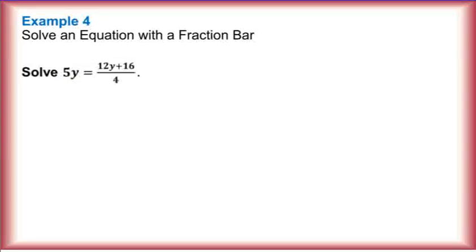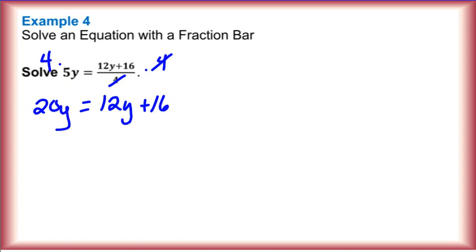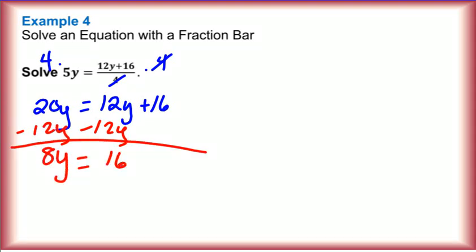Example 4, now here we have a fraction bar involved. We need to get rid of all fractions. So to do that, multiply each side by the denominator. So I'm going to multiply by 4 here. 4 divided by 4 is 1 times 12y plus 16 is 12y plus 16. Whatever I do on one side, I do on the other. 4 times 5y equals 20y. To get my y's to one side, I'm going to subtract 12y. And I'm left with 8y equaling 16. To get y by itself, I divide by 8. y would equal 2.